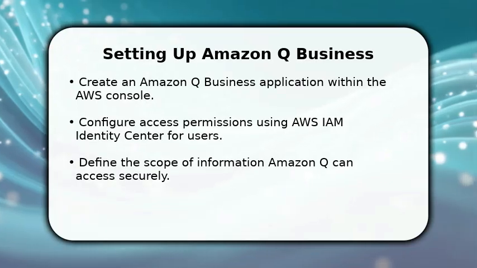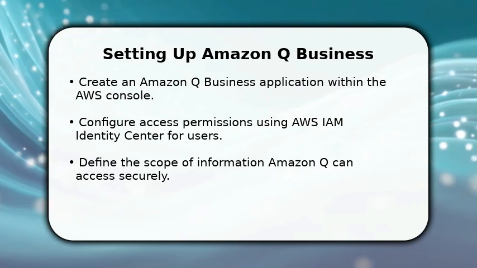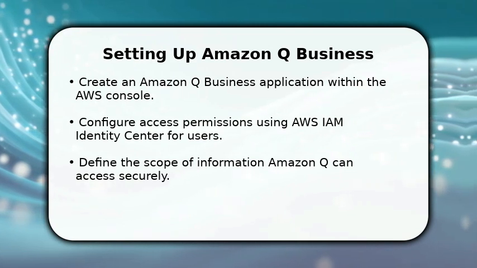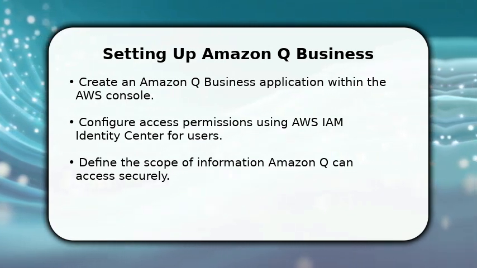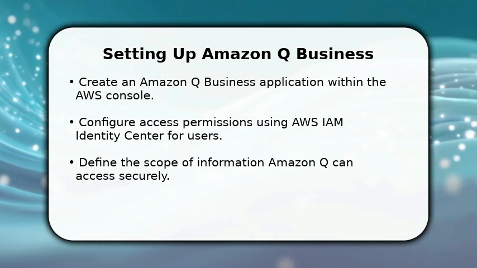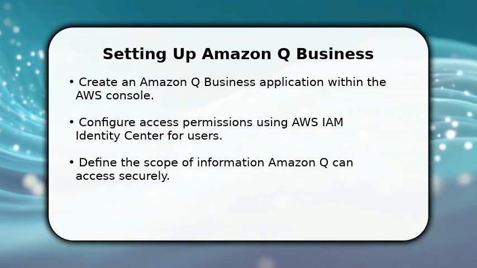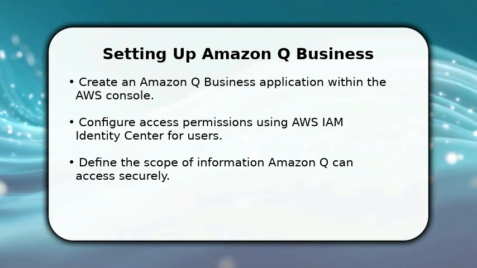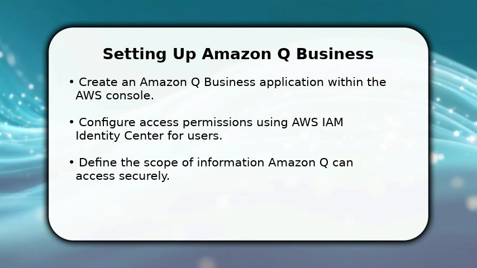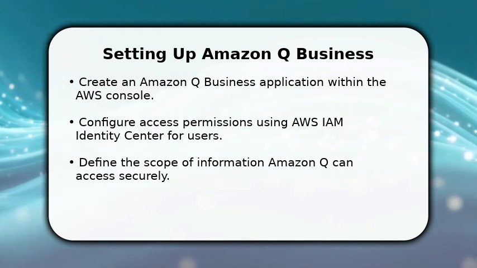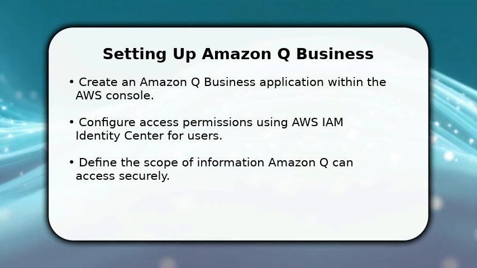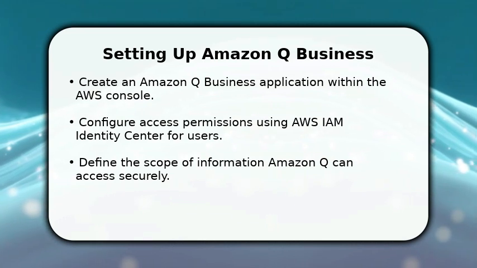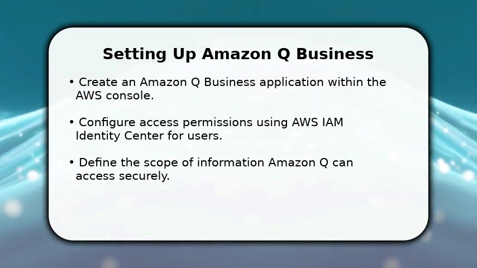In this video, I will explain how to use Amazon Q Business. First, you will create an Amazon Q Business application in the AWS console. Next, configure user access permissions through AWS IAM Identity Center, ensuring secure control over who can access your data. You will also define the specific scope of information Amazon Q can access. Finally, select an appropriate AWS region for your application to ensure optimal performance and data residency, completing your initial setup in just a few steps.